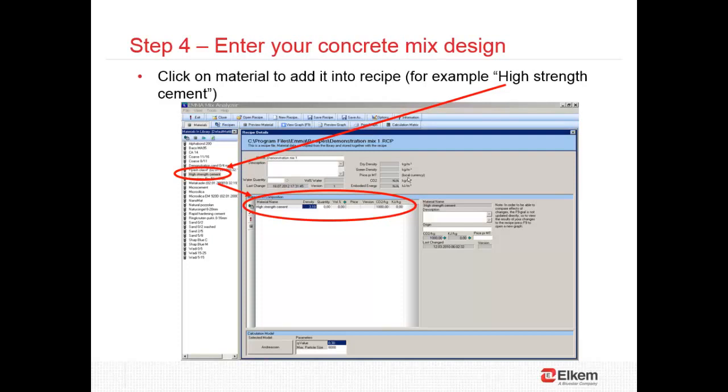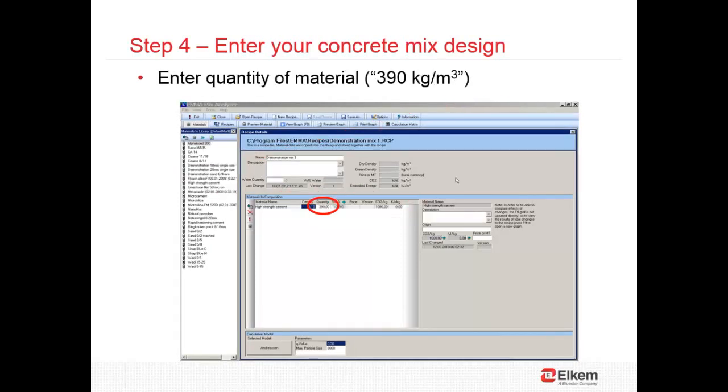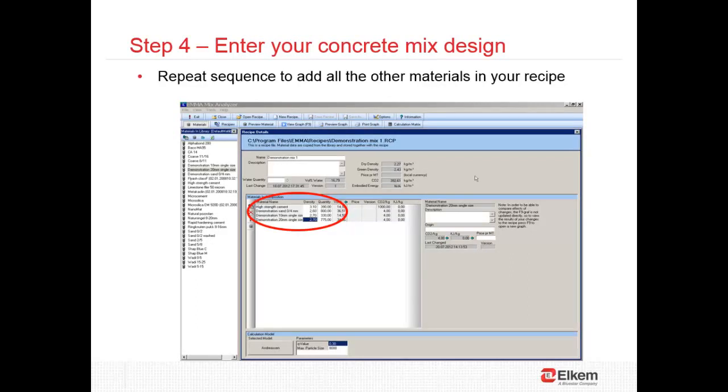To add materials from the library into the recipe box, it's quite simple. Double-click on the material in the library. Materials can also be brought in by drag and drop, or using the panel on the left-hand side of the recipe box. Enter the quantity of material you are going to use in your mix design into the relevant column. Of course, you are looking at a unit volume for your mix design. Add all your materials in this fashion.